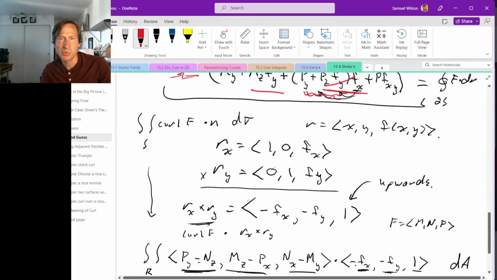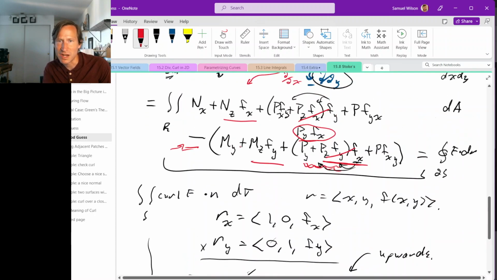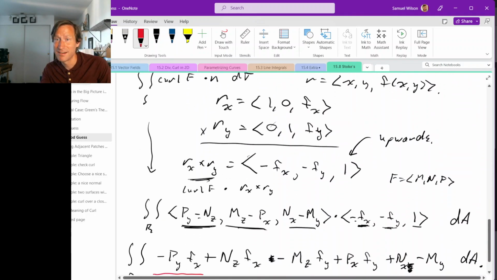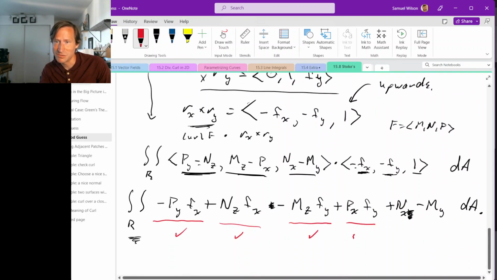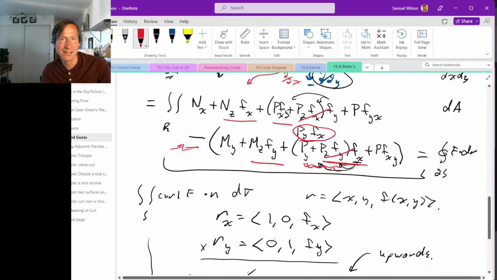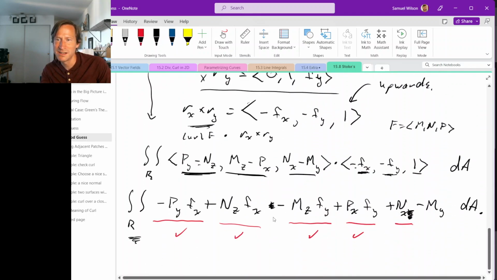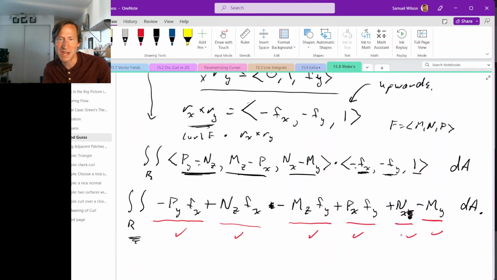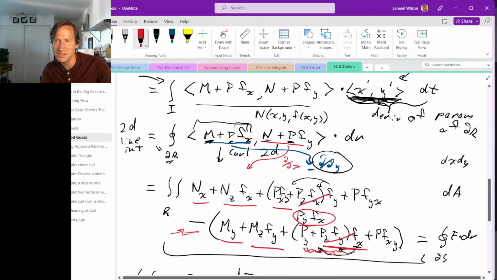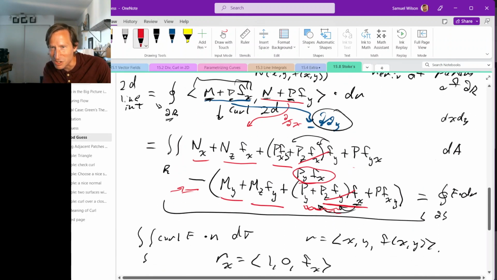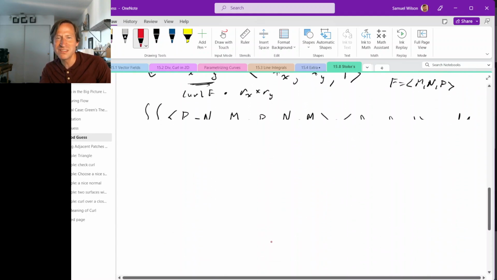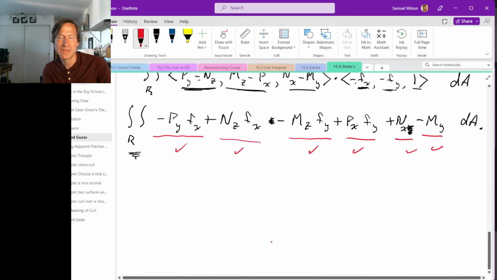P sub x f sub y. That's right here. Okay, so this one's done. N sub x, that's right here. And minus M sub y, so that's these two, right? So we have everything here. Do we have any extra pieces? It looks like it, but actually look, these two, I should have pointed this out earlier, are actually the same, but with opposite signs, and so these cancel. So we have all the same pieces in both of these integrals.